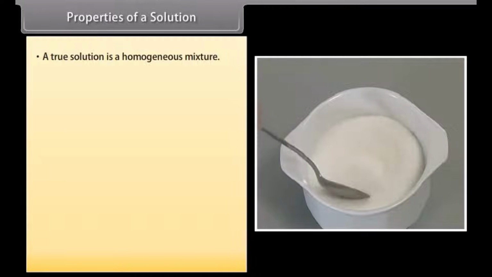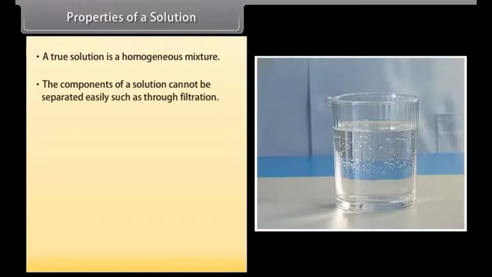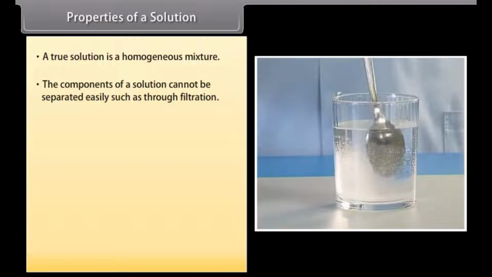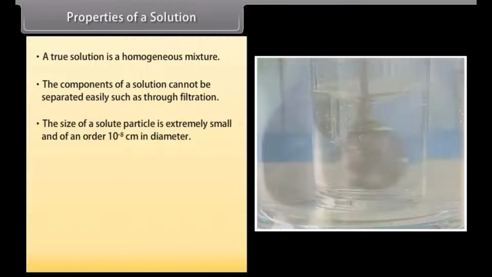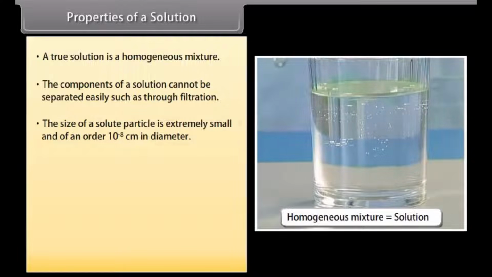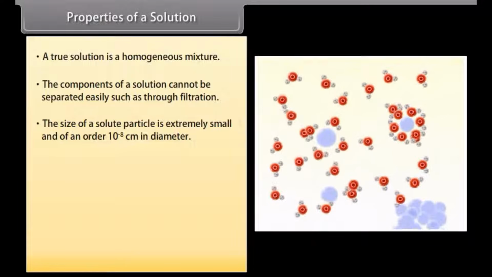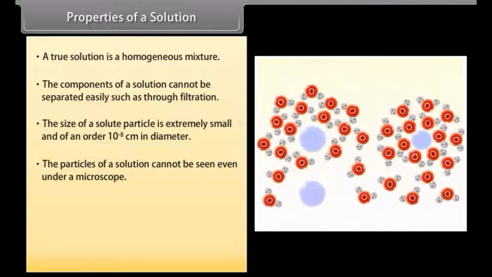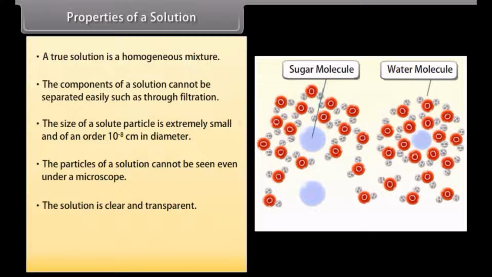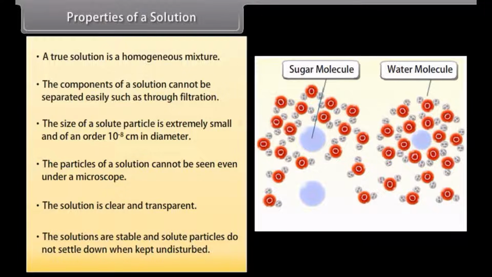Properties of a solution. A true solution is a homogeneous mixture. The components of a solution cannot be separated easily, such as through filtration. The size of a solute particle is extremely small, of the order 10^-8 centimeter in diameter. The particles of a solution cannot be seen even under a microscope. The solution is clear and transparent. The solutions are stable and solute particles do not settle down when kept undisturbed.